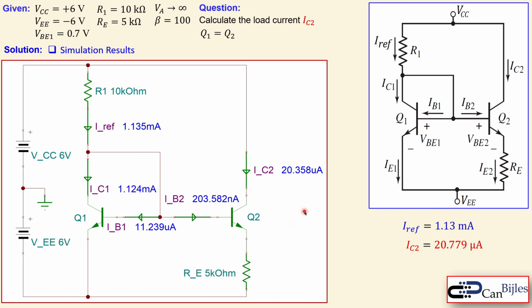Alright guys, this is our example number 5 where we discussed the Widlar current source using the BJTs.